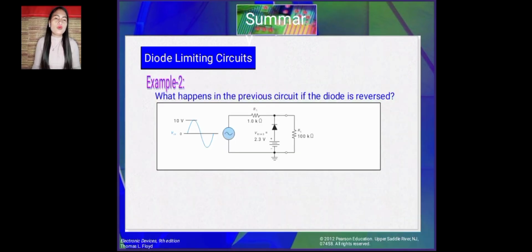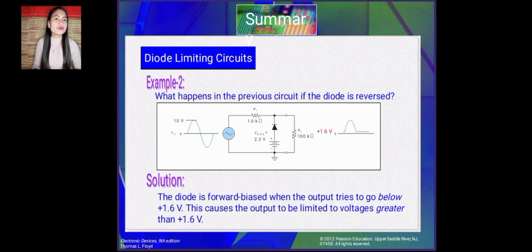Example 2. What happens in the previous circuit if the diode is reversed? So, the diode is forward biased when the output tries to go below the positive 1.6 voltage. This causes the output to be limited to voltages greater than the positive 1.6 voltage.